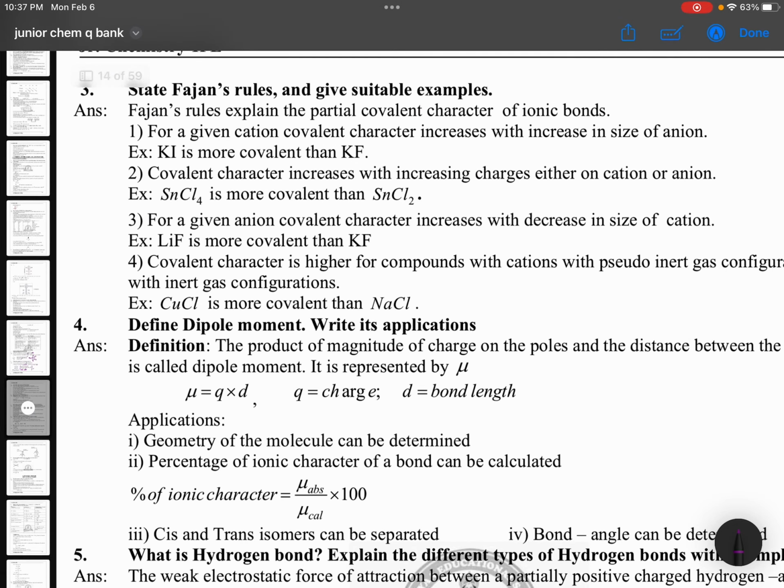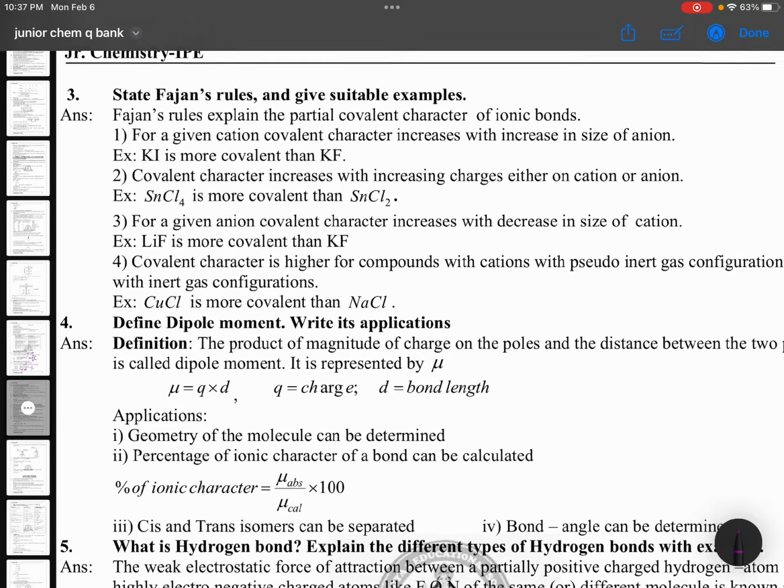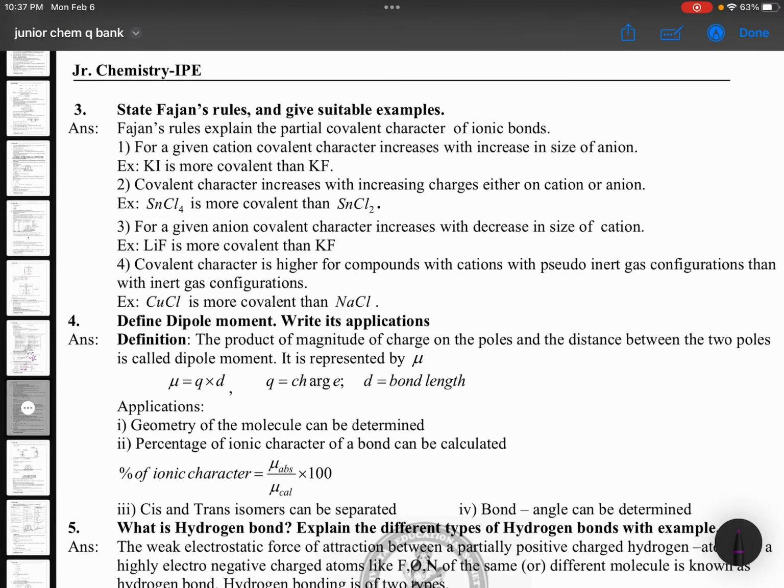State Fajans' rules. Yes. Fajans' rules and give suitable examples. Fajans' rules explain the partial covalent character of ionic bonds. First, briefly, I will say large cation, plus I am writing cation, small anion, ionic bonds. Reverse, small cation, large anion, covalent bond.